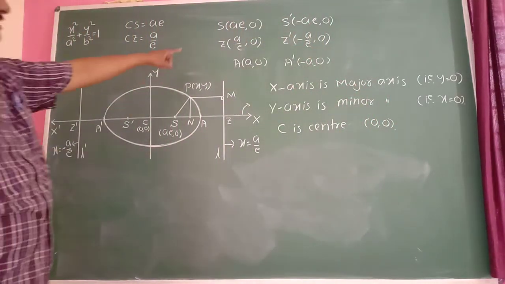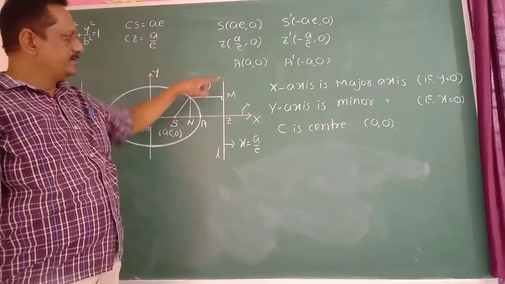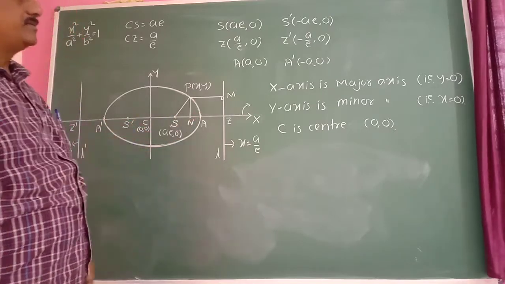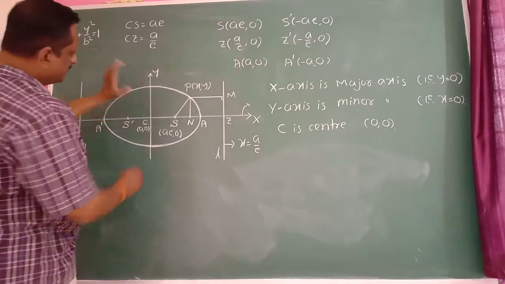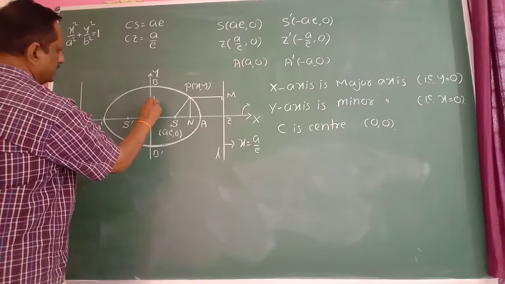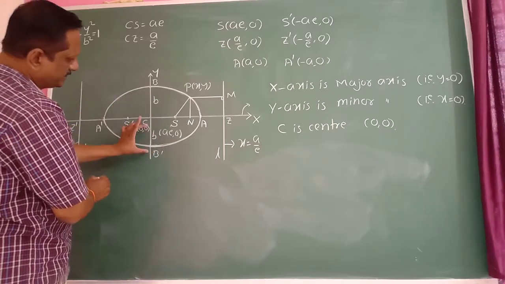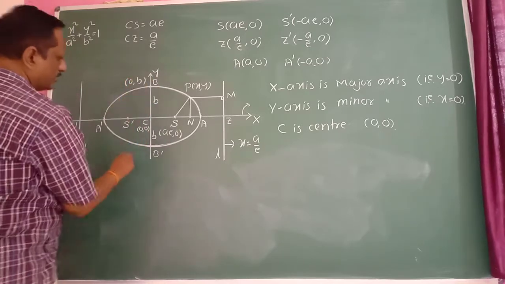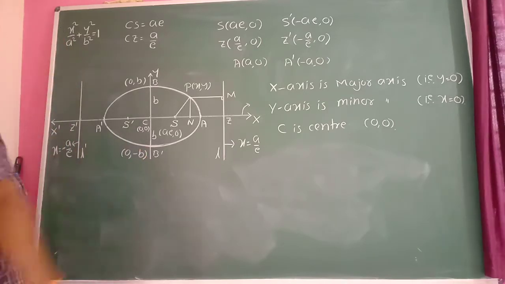S and S dash are the foci. Then A and A dash are called the ends of the major axis here. And here this distance is b. So consider this is B and this is B dash. This is b, and this is also b. The coordinate of point B is 0 comma b, and the coordinate of B dash is 0 comma minus b.